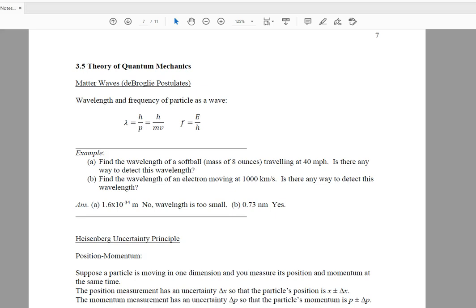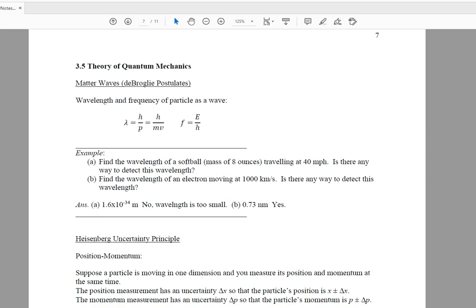Everybody. So in this video we're going to introduce the idea of the matter wave, which is really the beginning of the theory of what we call quantum mechanics, where we treat particles as waves. So again, a little bit of background.